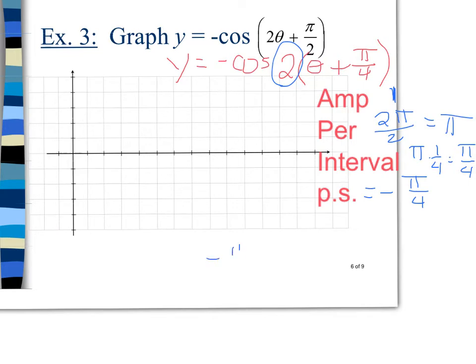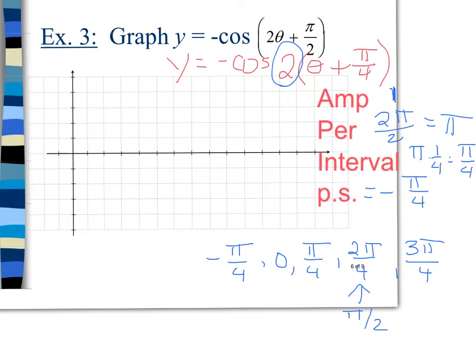So you're going to start at negative pi over 4. You're going to keep adding pi over 4, so that gets me to 0. Pi over 4, 2 pi over 4, 3 pi over 4. And realizing that that's really pi over 2. So now I'm going to come here, I'm just going to mark it. I might make every 2 pi over 4. So this is negative pi over 4. There's 0. That's pi over 4, pi over 2. And this one's going to be my 3 pi over 4.